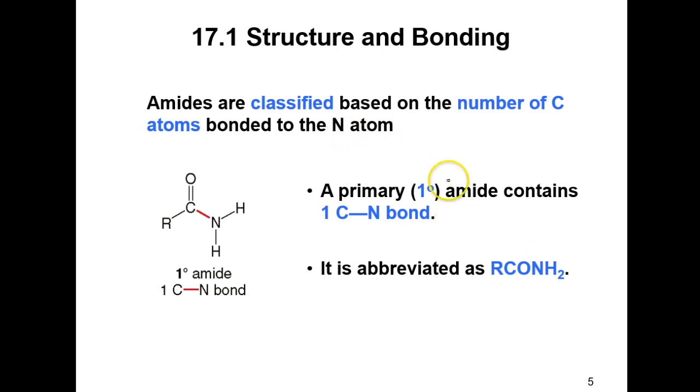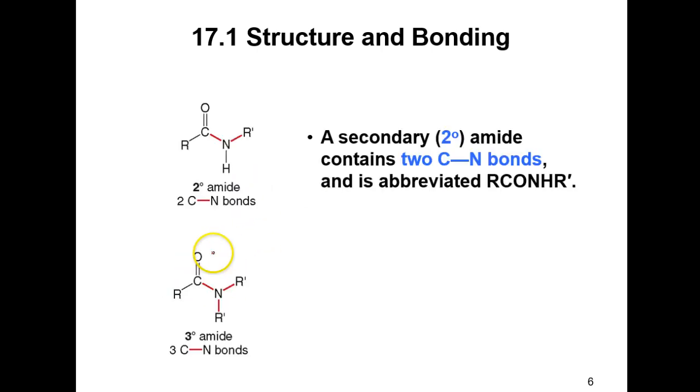Amides are classified based on the number of carbons they have. Like I just said, you can have NH2, which would be called a primary amide. If you have the carbonyl plus an R group, it's called a secondary amide. And if you have all R groups, it is called a tertiary amide.